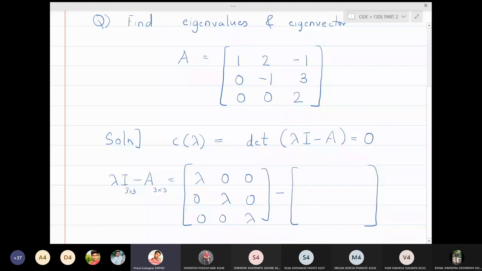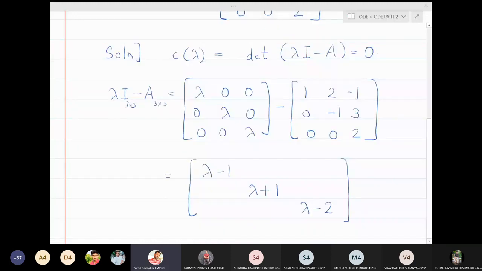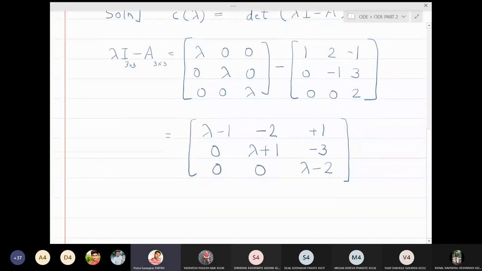So this matrix becomes lambda minus 1, lambda plus 1, lambda minus 2 on the diagonal. Once you write carefully, the other entries you just have to copy. So this will become minus 2, this will become plus 1, this will become minus 3, and the rest is 0 0 0. So this is not a big issue. Now, when I calculate the determinant of this matrix lambda I minus A, what is the determinant of this particular matrix?